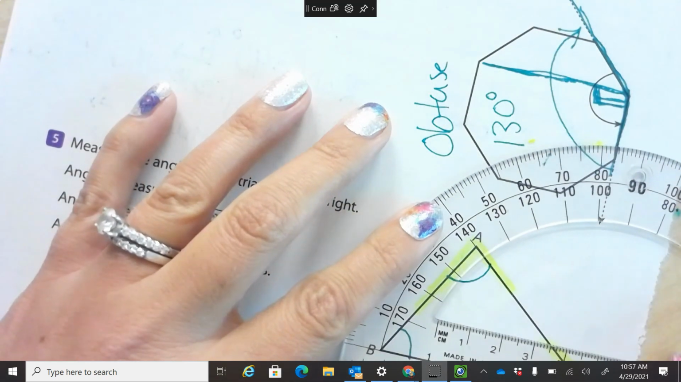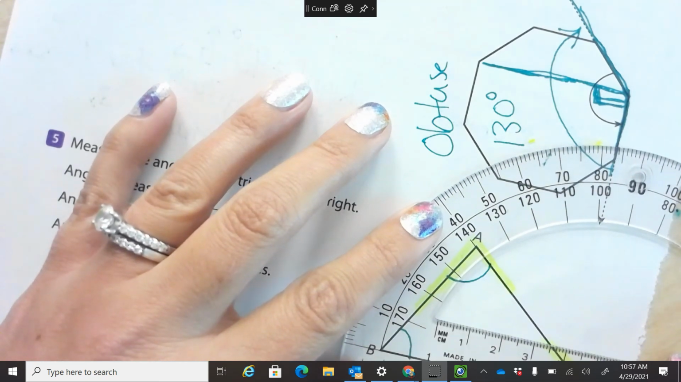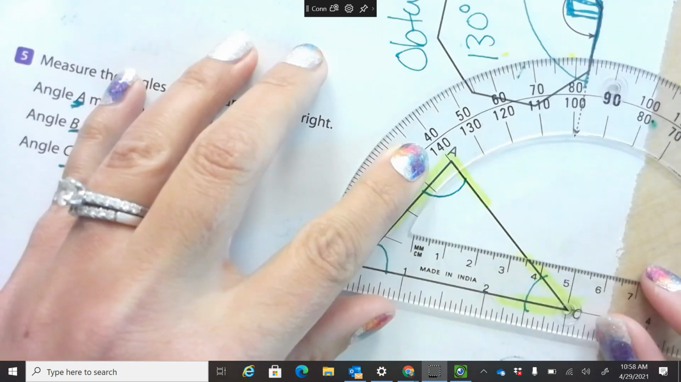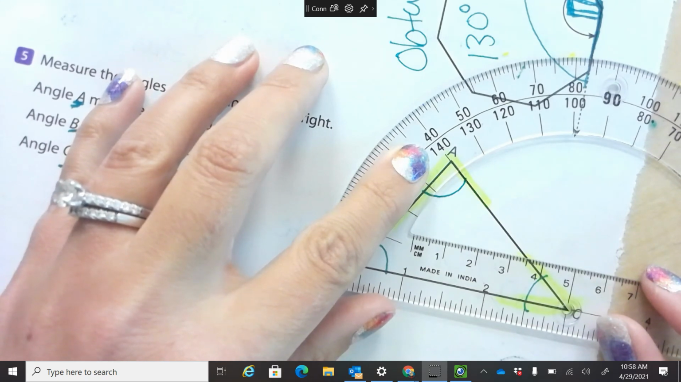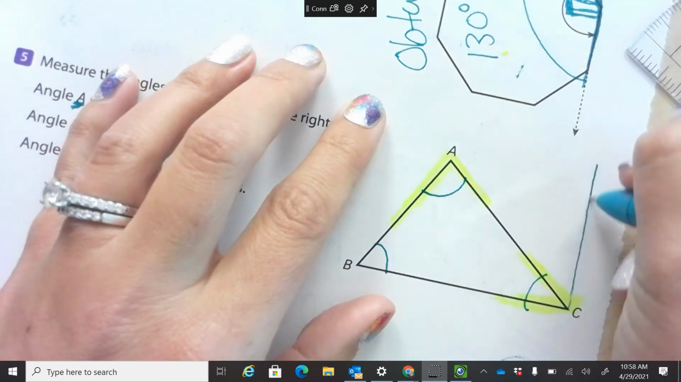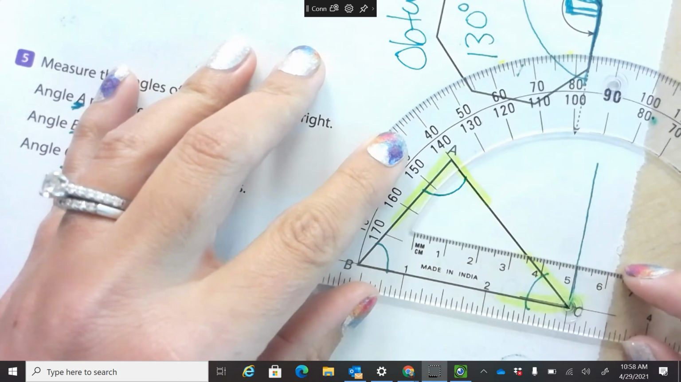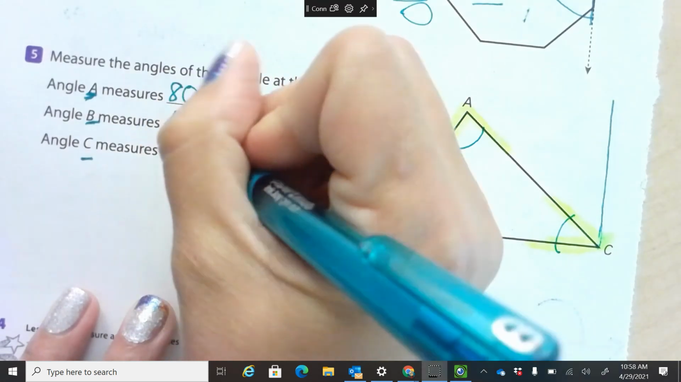Make sure it's super lined up. What would be the measure of C? Would it be 40 or 140? What kind of angle is that? Acute or obtuse? Acute, because 90 degrees would be here, right? So, would it be 40 or 140? 40. Good job, Kylea. 40 degrees.